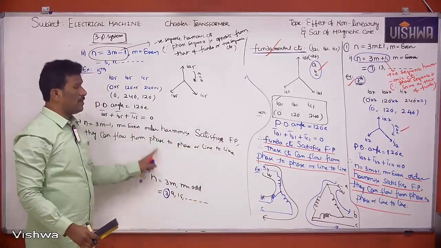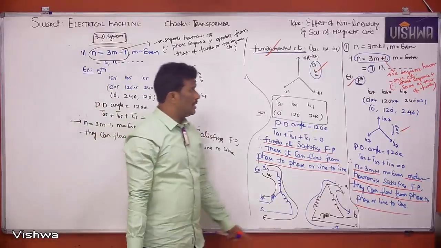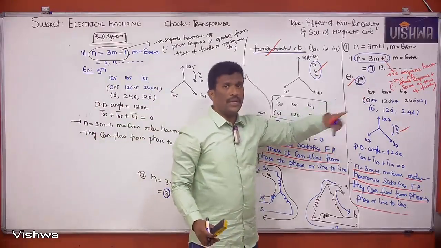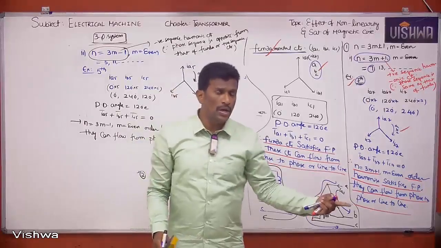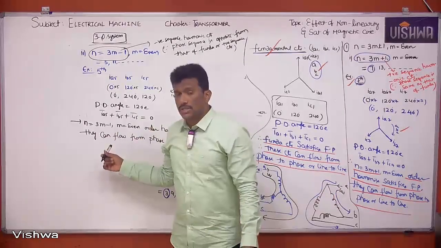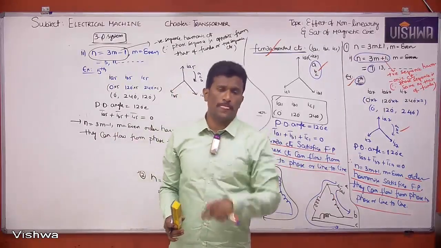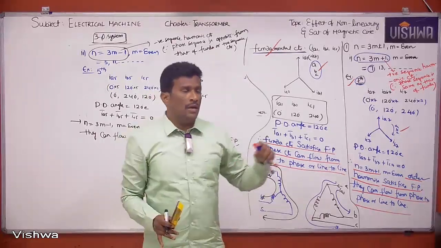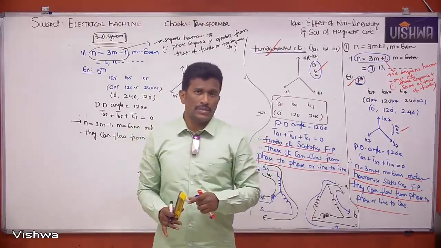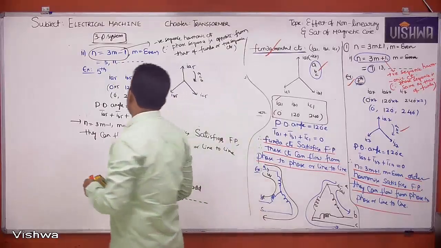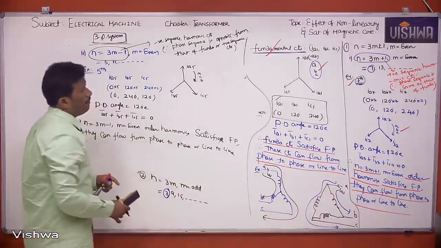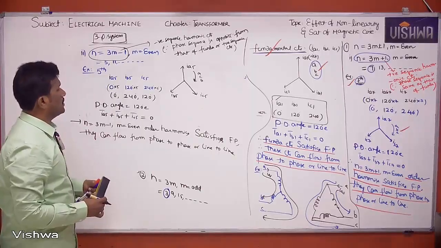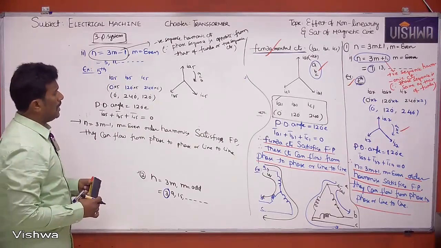They can flow from phase to phase or line to line. What is the difference? For example, if seventh harmonics are flowing from source to load, these negative sequence currents will flow from load to source. The path will be there, but the direction will be different from that of the seventh harmonic currents. So just remember, n equal to 3m plus 1 means positive sequence harmonic currents, and n equal to 3m minus 1 means negative sequence harmonic currents. Is it clear?